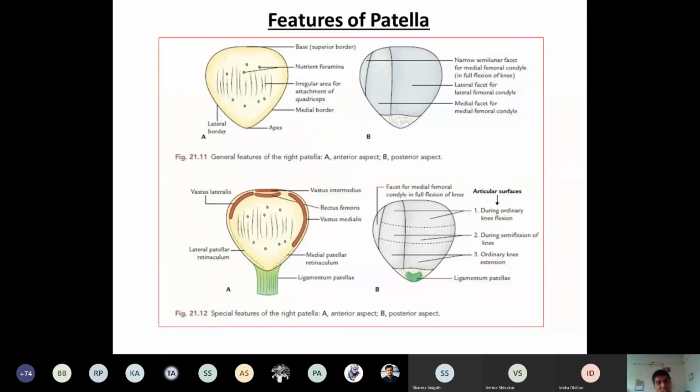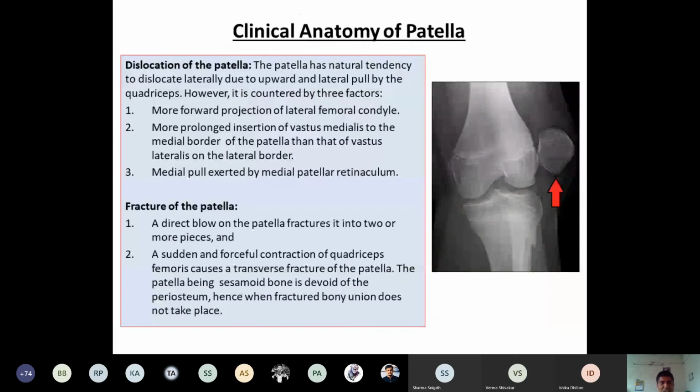Other than this, you study these attachments which are shown here in the diagram. You can see vastus intermedius, vastus medialis, vastus lateralis, and rectus femoris are attached to different parts of the patella, and inferiorly there is attachment at the apex. This is the ligamentum patellae. It is said the ligamentum patellae is the extension of the tendon of the quadriceps femoris. This ligamentum patellae from the apex of the patella will extend downward to the tibial tuberosity. This you have already studied. So keep these things in mind again.